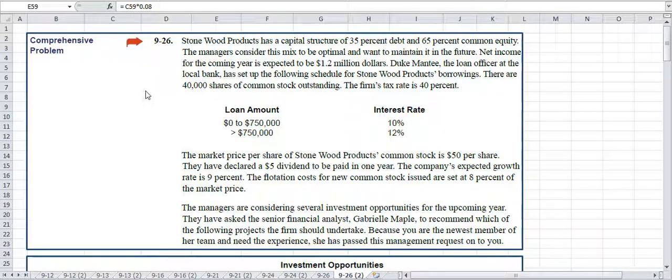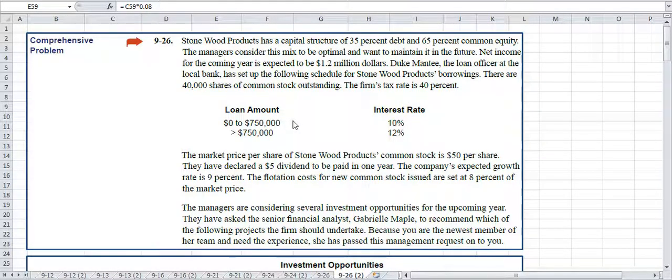Okay, finally, the comprehensive problem where we have a company with a capital structure of 35% debt and 65% common equity, and they want to maintain this capital structure. And net income is going to be 1.2 million. They have 40,000 shares of common stock outstanding. Their firm's tax rate is 40%.